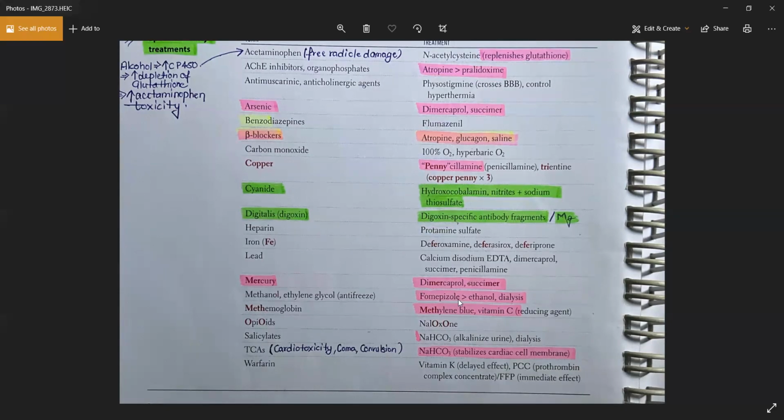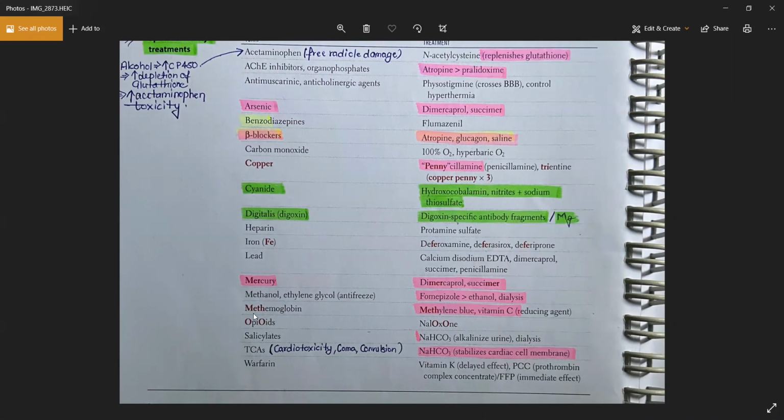Alcohol dehydrogenase. Sorry, alcohol dehydrogenase. And you can also use ethanol. Why can ethanol be used? It is a competitive inhibitor, yes, exactly, competing for binding to the enzyme. As a result, these toxins can never bind to the alcohol dehydrogenase.